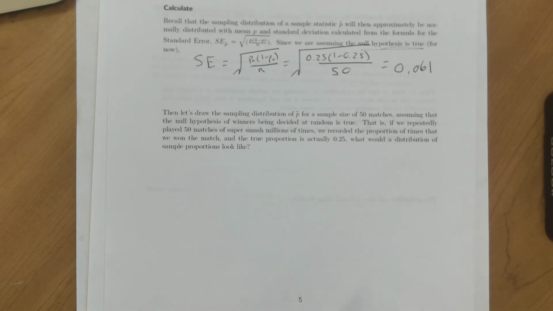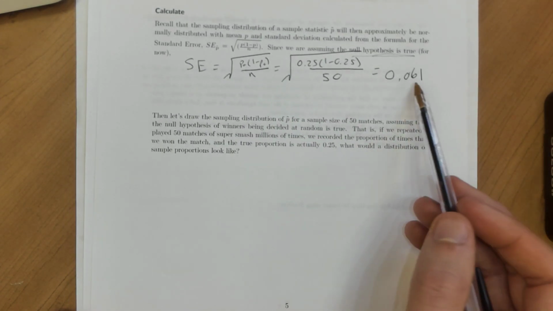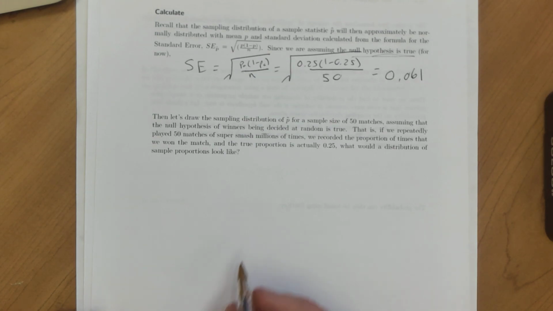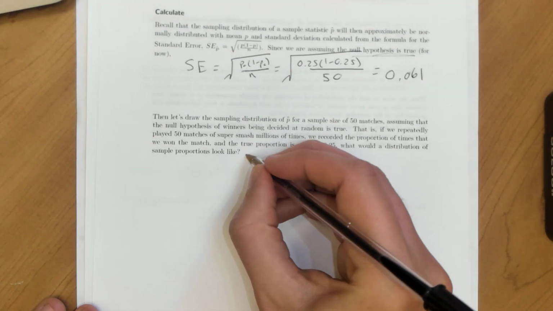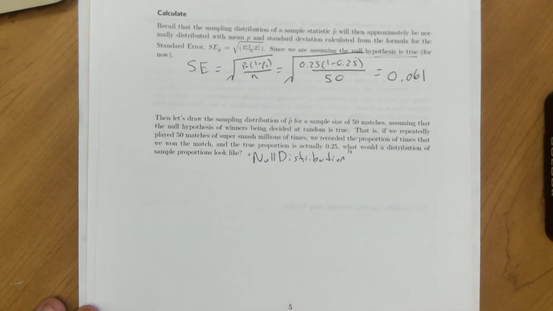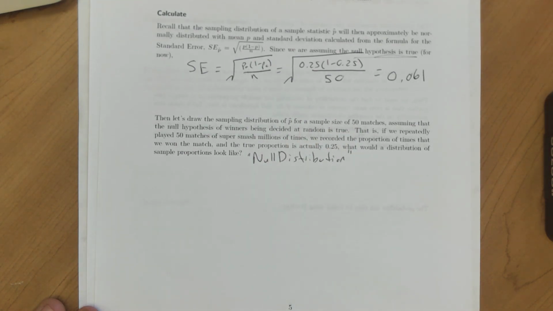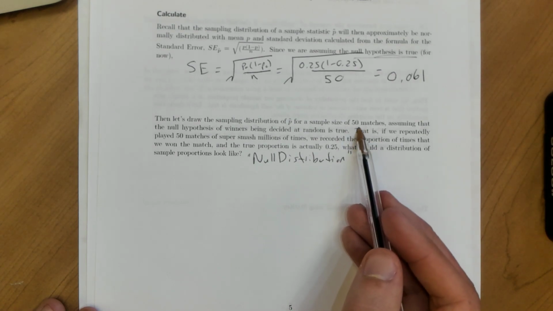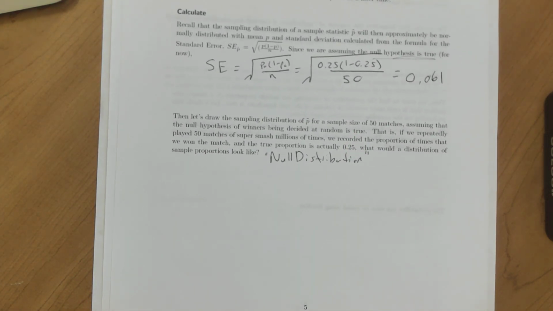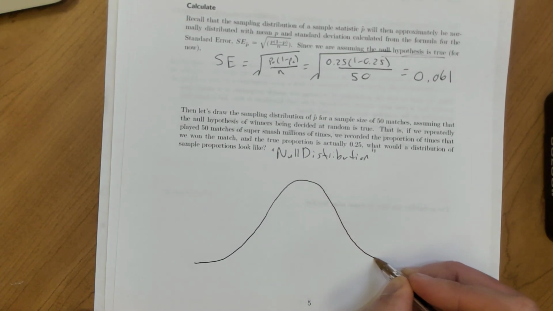Getting down into the crux of it then, if our sampling distribution is approximately normal, and if we assume the null is true, the standard deviation of that sampling distribution is 0.061, what we're going to do then is draw out this null distribution. So if we were to repeatedly play 50 matches millions and millions of times, and if the true proportion is 0.25, we're going to draw out what the sampling distribution would look like. Based on the check, the sampling distribution would be approximately normal.